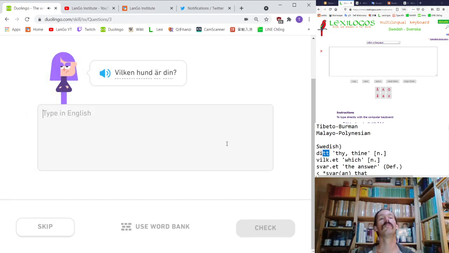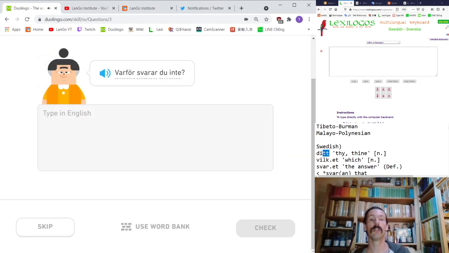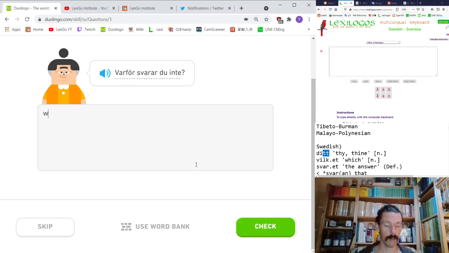Vilken hund är din? So with an animate noun like hund. Vilken, which dog? Welcher Hund for masculine in German. Din. It's yours. I'm used to making. Varför svarar du inte? Svarar. Svarar du inte? Varför svarar du inte? Why don't you answer?